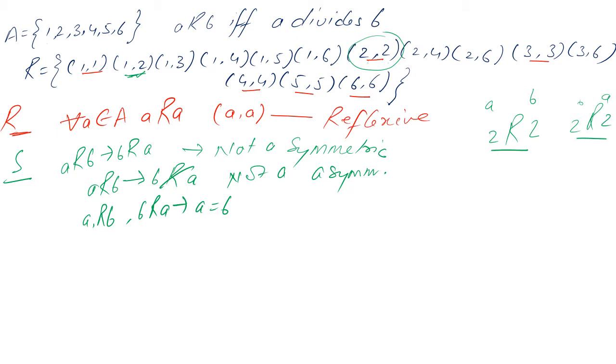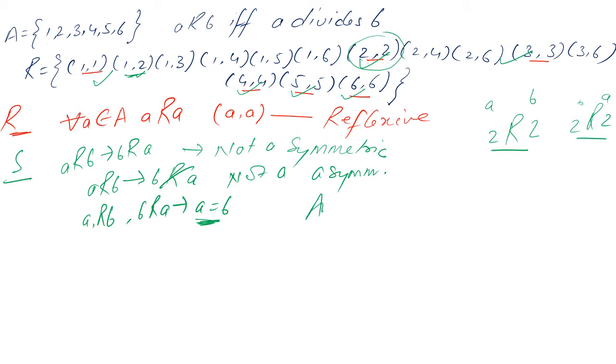So I can say the only pairs where A is related to B and B is related to A are the ones where A is equal to B, which is the case where 1 is equal to 1, 2 is equal to 2, 3 is equal to 3, 4 is equal to 4, 5 is equal to 5, and 6 is equal to 6. So apart from these 6 pairs, you will not find any pair where for A comma B you can also have a B comma A pair.